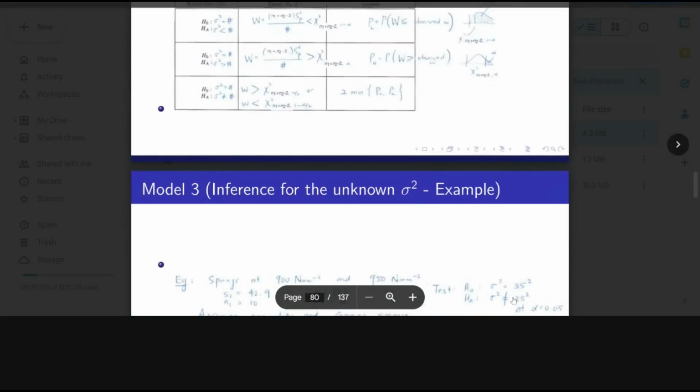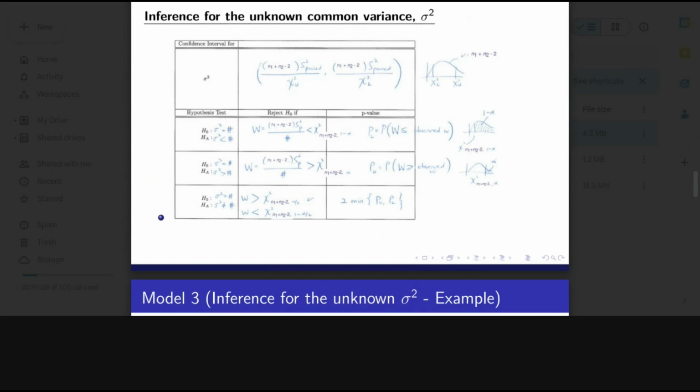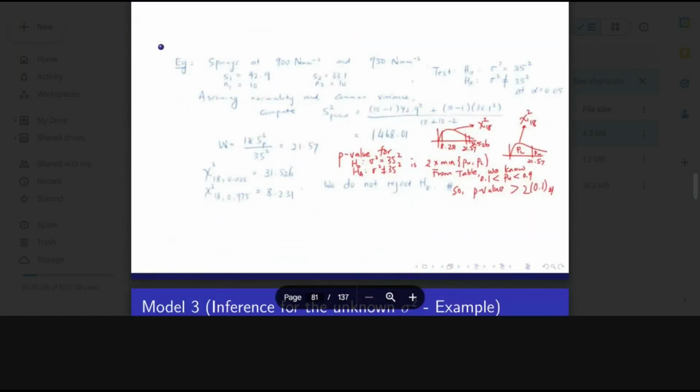Right? You form the W statistic using this definition: n1 plus n2 minus 2, times Sp squared, over whatever the null says sigma squared is. So you just dump 35 as your sigma, 35 squared as your sigma squared. Calculate this. This is an important number. Now everything is going to be based on a chi-square with 18 degrees of freedom, with 2.5% area on both sides, then your limits are 8.231 and 31.526. I've also indicated where my 21.57 is.